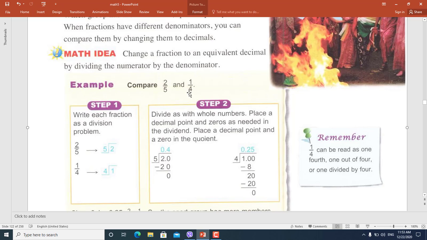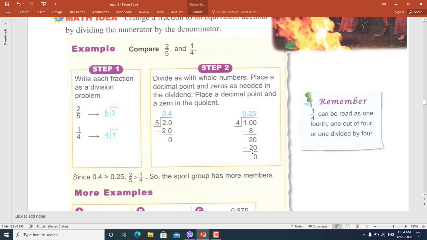And for 1 over 4 we'll also divide 1 by 4. 1 divided by 4 is 0. After that we'll put the point up top and a 0 next to this 1 to make it 10. 10 divided by 4 is 2. 2 times 4 is 8. We'll subtract, we get 2. But we don't need a remainder for the decimal number. We will put 0 and then divide. We'll put a 0 there to make it 20. 20 divided by 4 is 5. 5 times 4 is 20. We will subtract, we get 0.